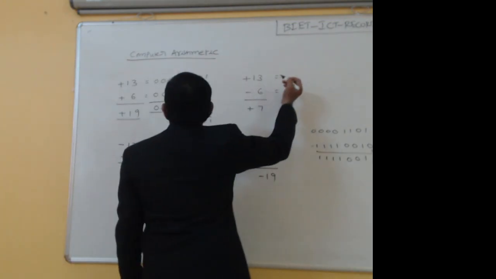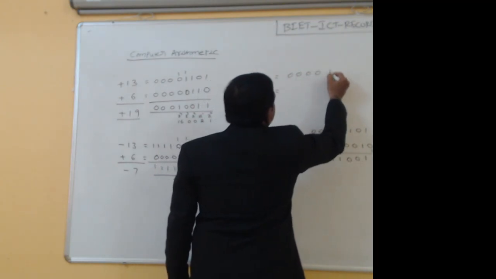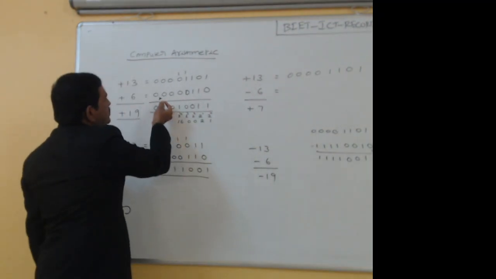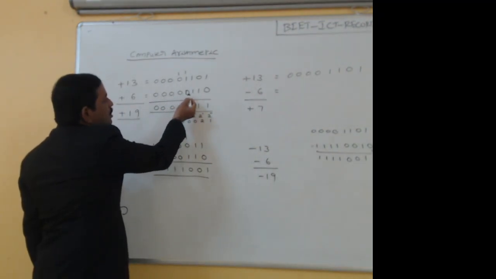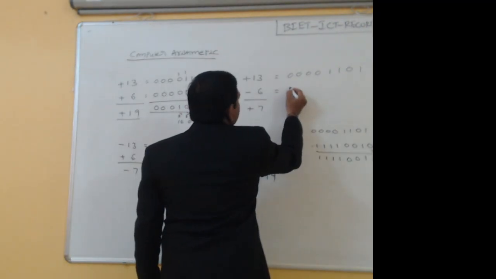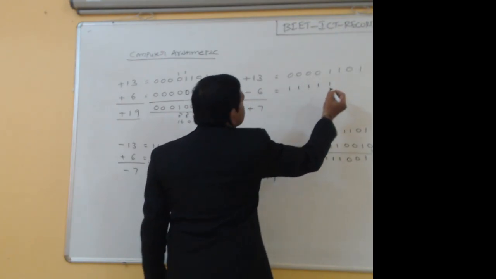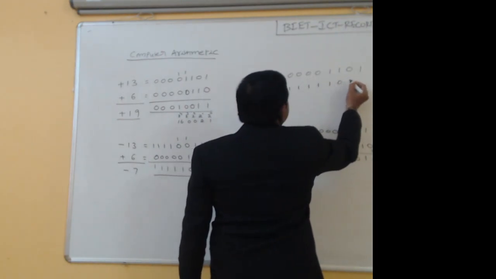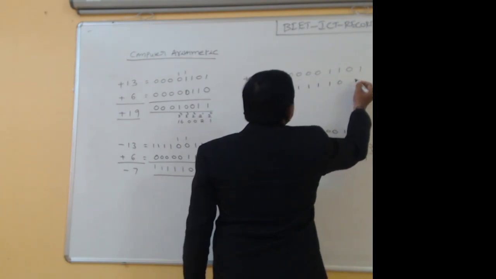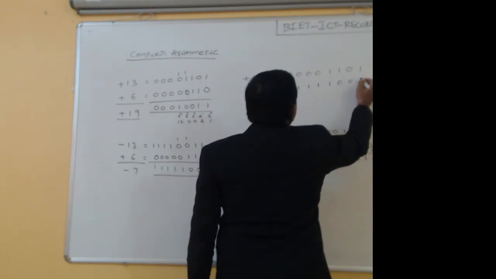Next, plus 13 is the same, 00001101. Minus 6: what is plus 6? It is 00000110. Then minus 6 is its 2's complement form, 11111010.